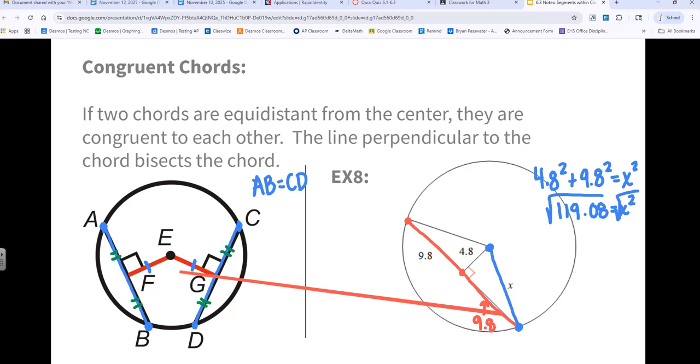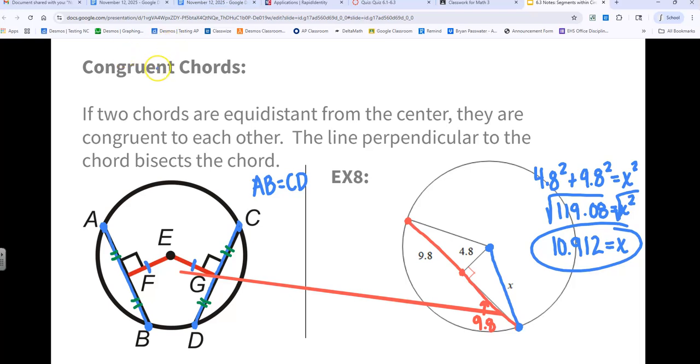So if I square root that number there, I'm getting 10.912 as my X. So if you see those right angles, you probably got some Pythagorean theorem going to show up somewhere. Okay, questions?